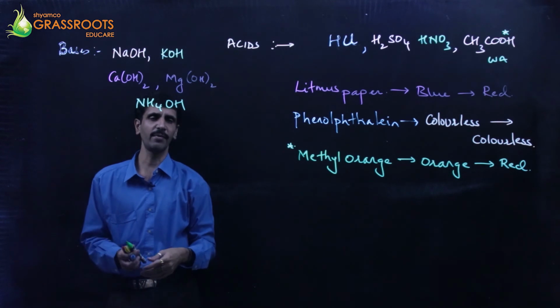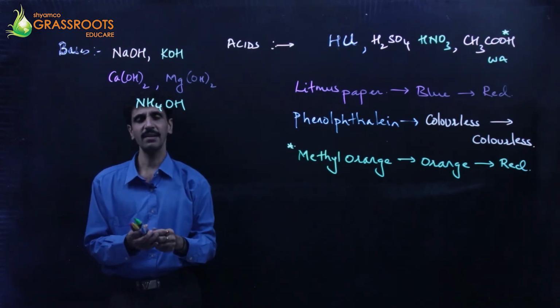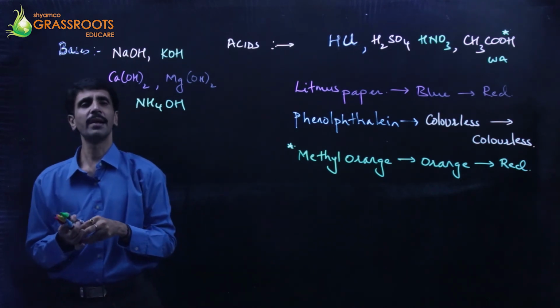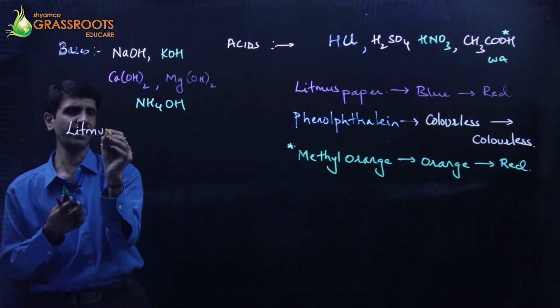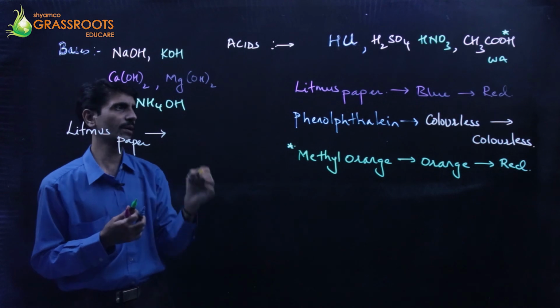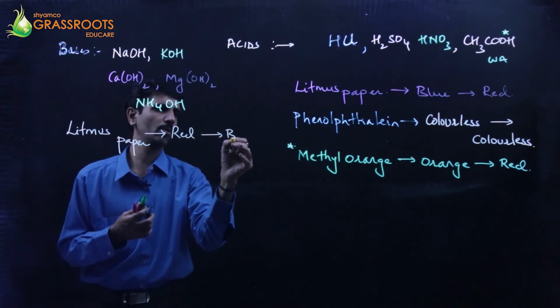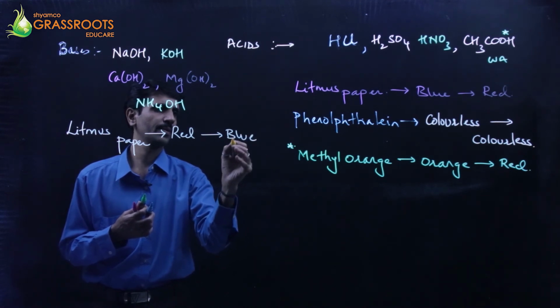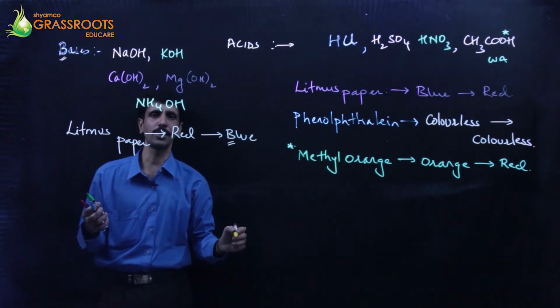Once again, we start with the same indicators. To begin with, litmus paper. As I've already explained before, here the red will be converted into blue. Because these are bases, the first letter plays a very important role.